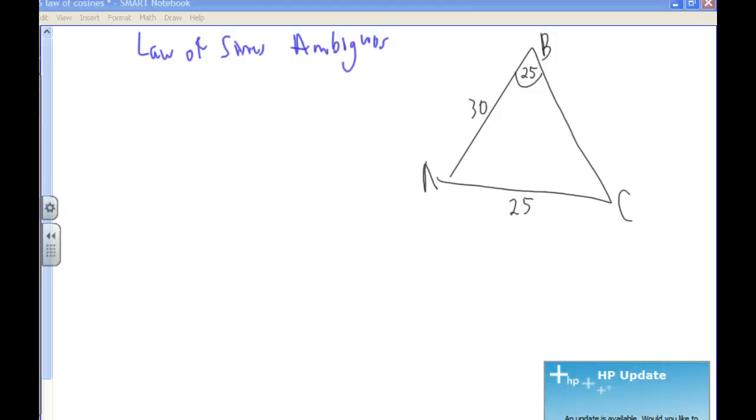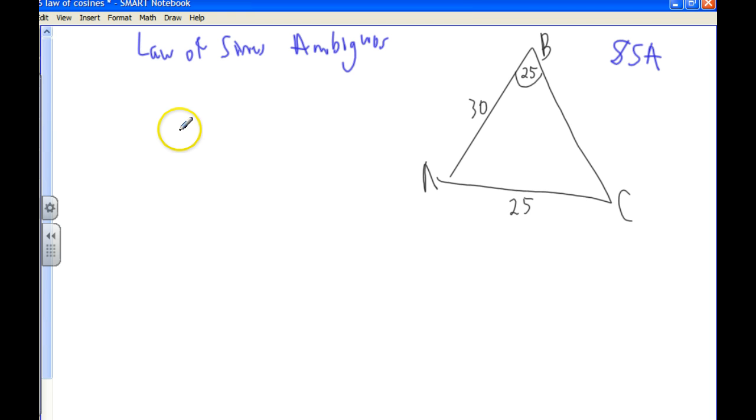Okay, so this is law of sines, ambiguous case, and you can see that we're giving SSA. So only in the case where you have SSA, where you have a side and the non-included angle, that's where we have to do our testing. So first you start off with law of sines the way you would normally start solving.